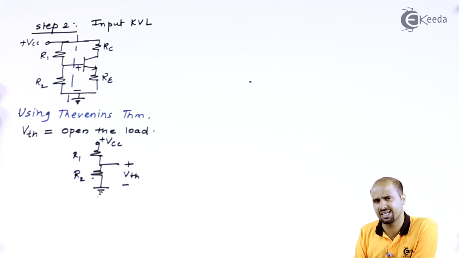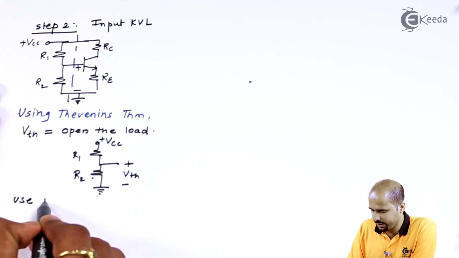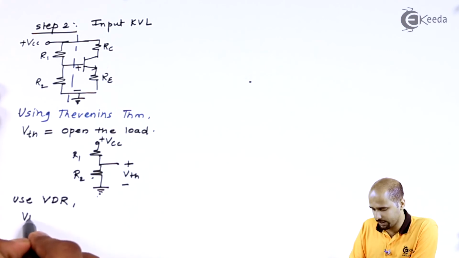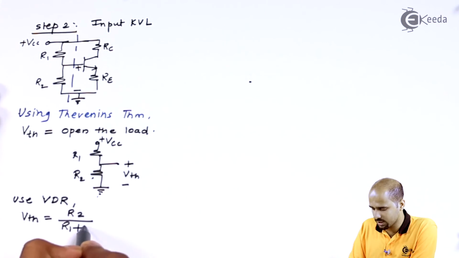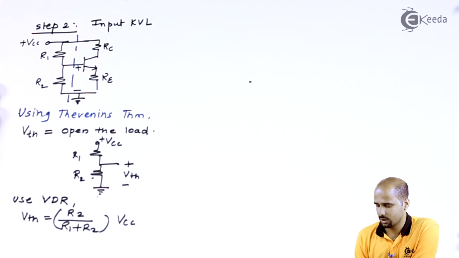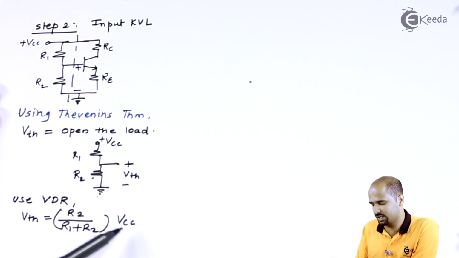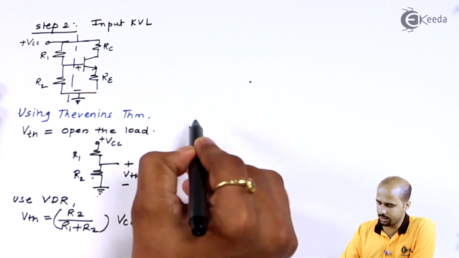I can easily find it using VDR. Okay, so we will use VDR, that is the voltage divider rule. Using the voltage divider rule, I will get VTH equal to R2 divided by R1 plus R2, multiplied by VCC. R2 in the numerator, and the summation of these two series resistances, R1 plus R2, multiplied by the total voltage, that is VCC. Okay, now next I want to find out the RTH.